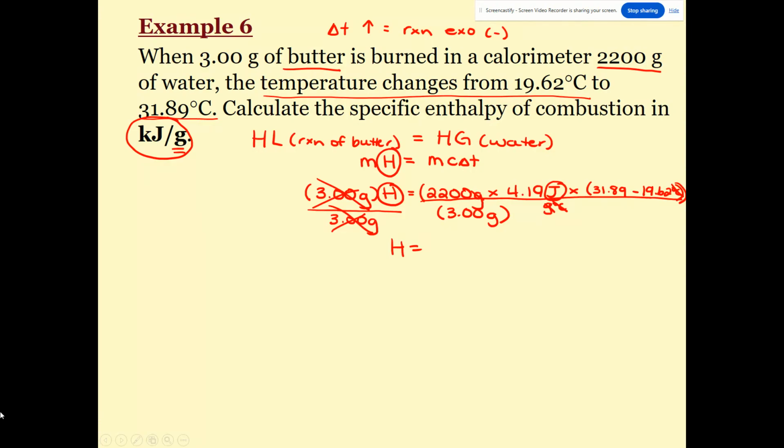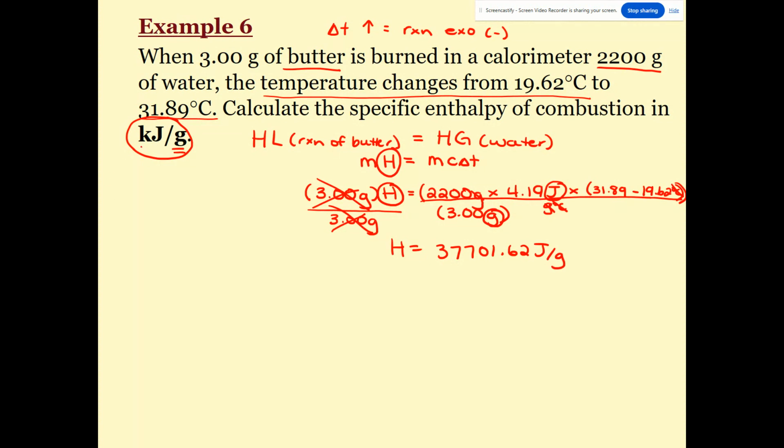2200 times 4.19 times, in brackets, 31.89 minus 19.62. Then I hit divide and I put 3.00. And we get an answer of 37701.62, and our units are joules per gram at this point.